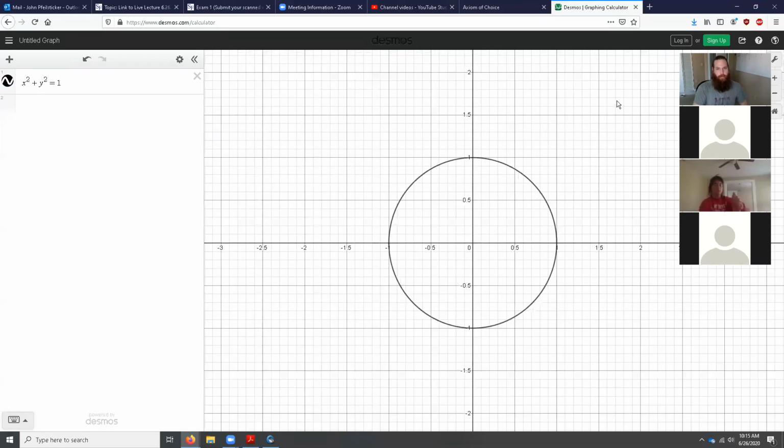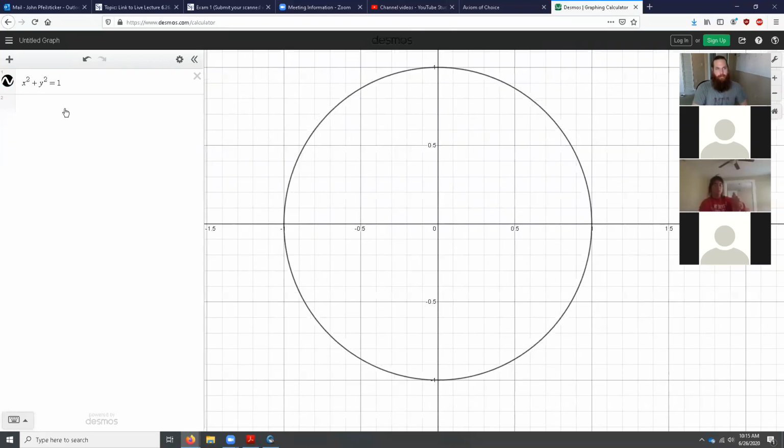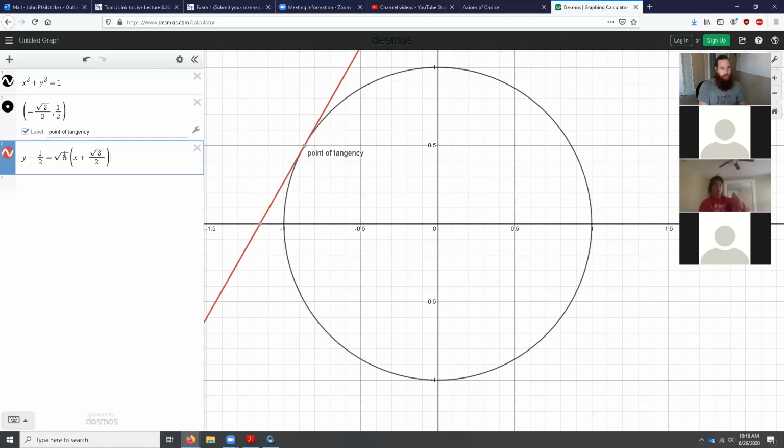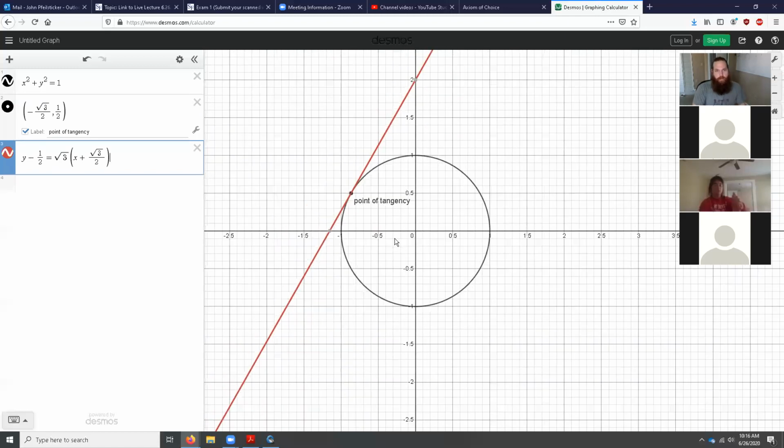So here's my unit circle, x squared plus y squared equals 1. And I claim that the tangent to this, right over here at the point, I'll type in the point, negative square root 3 over 2, comma 1/2. There's my point of tangency. I claim that the tangent line there is y minus 1/2 equals square root 3 times x plus square root 3 over 2, like that. And that looks like a tangent line to me.